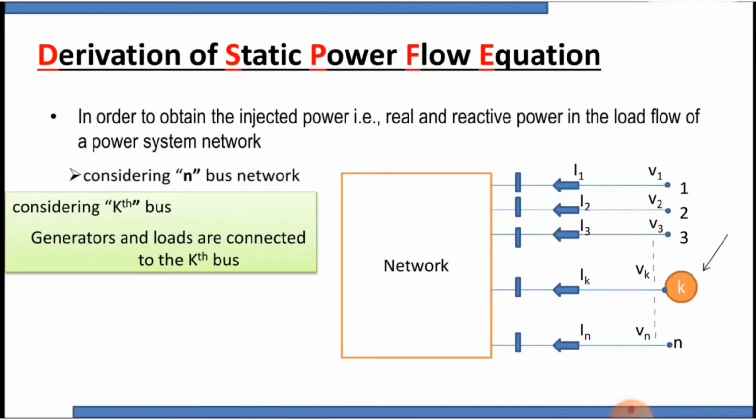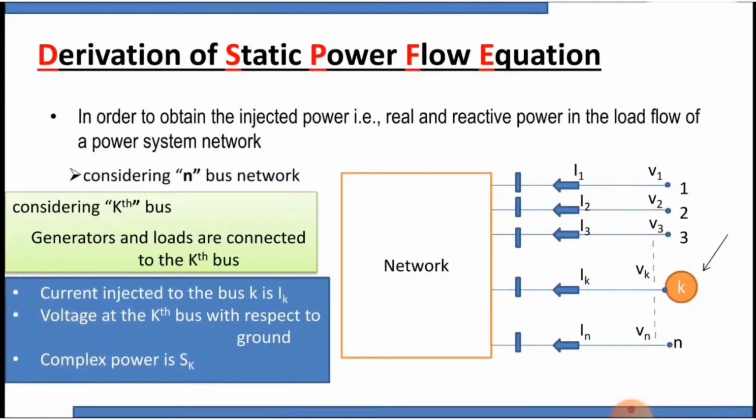I am considering the kth bus. This is the kth bus. The current injected to the bus k is Ik and the voltage at the kth bus with respect to ground is Vk. So the complex power, let it be indicated as S suffix k.